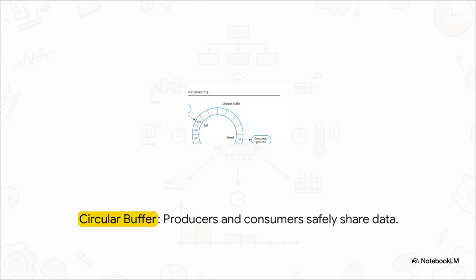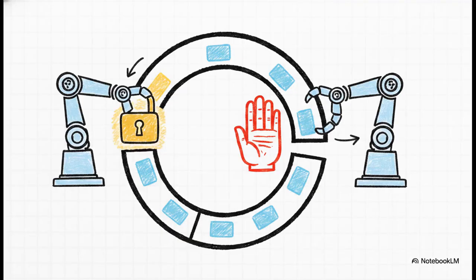To recap this critical section, because real-time systems absolutely have to do many things at once, we use concurrent processes. To allow these processes to exchange information safely without data loss or duplication, despite running at wildly different speeds, we rely on shared, circular buffers protected by mutual exclusion.